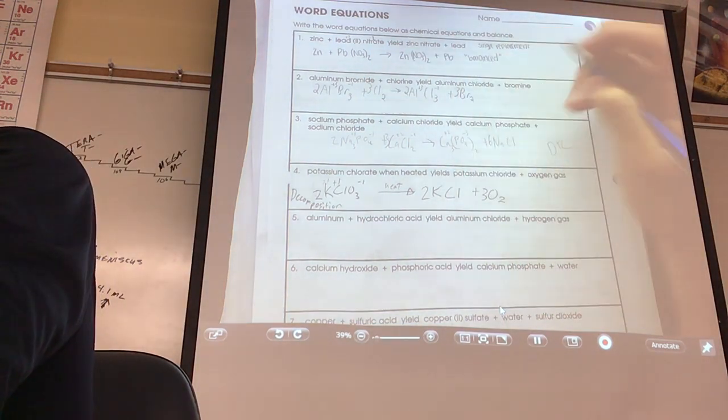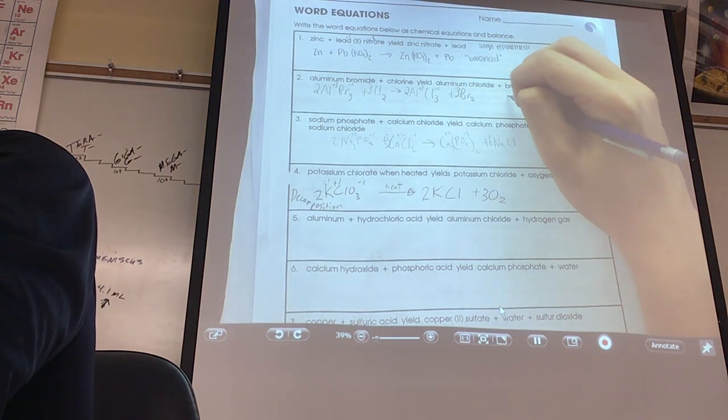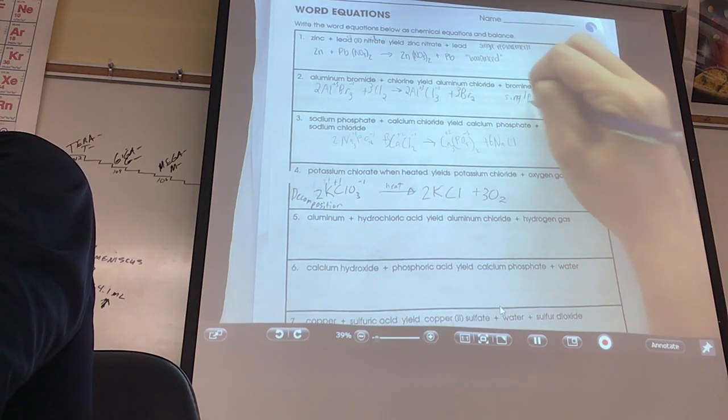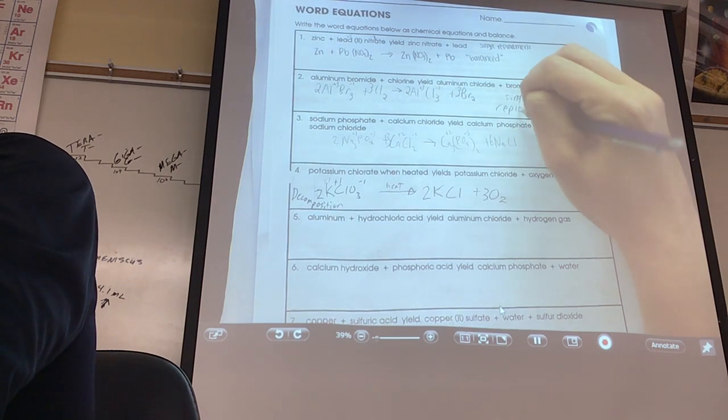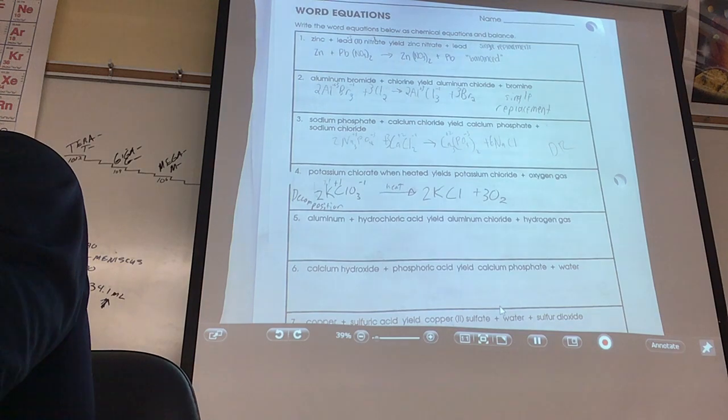And if I had to say, that is a single replacement. In this case, Mason, instead of a metal taking out a metal, you have a non-metal taking out a non-metal.